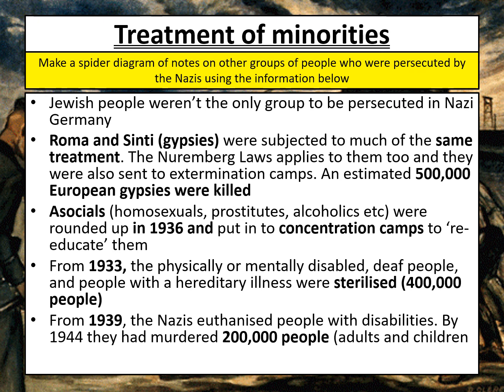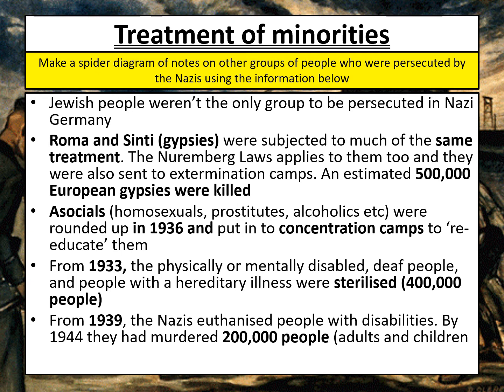Now we're going to talk about these other groups, and I'd like you, once I finish talking through it, to pause the video and make a spider diagram of the other groups and how they were persecuted by the Nazis. The main information is on the board here, but you can also add, if you want to, the extra things I'm going to say about each of these groups.